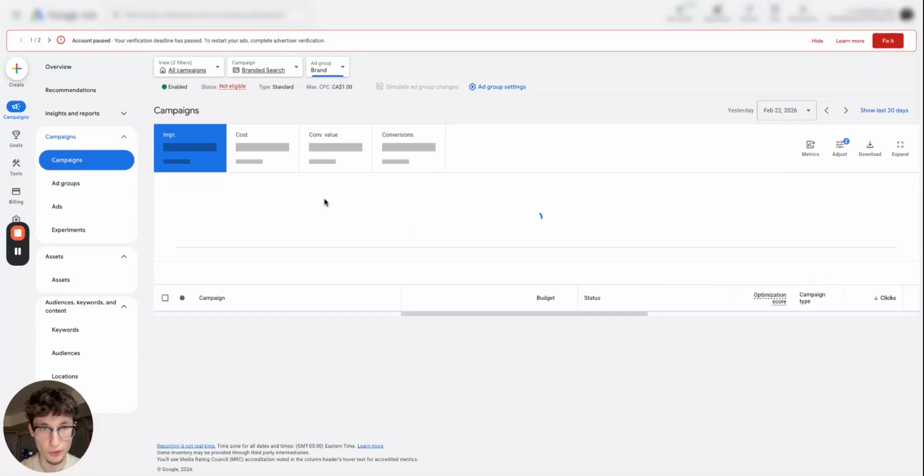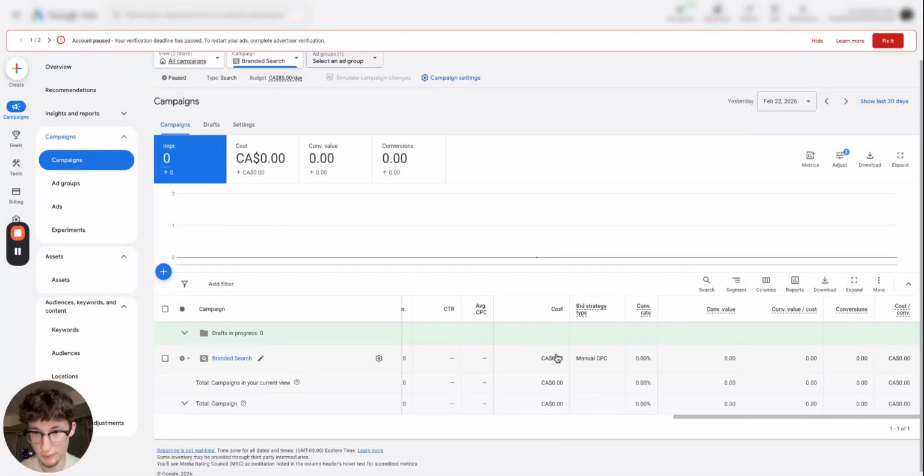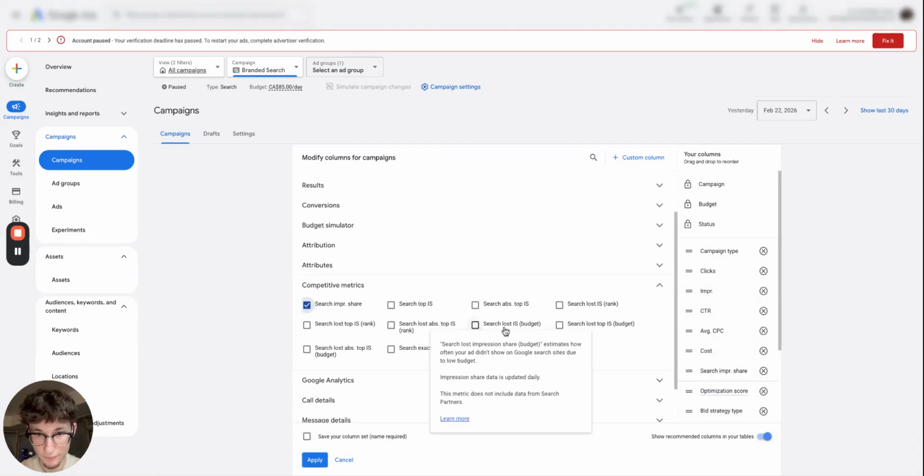And then what we always want to look at here is, let's go back to campaign level. We want to monitor impression share. So the metrics that I want to add here to show you are right here. So search impression share, and then let's do loss to budget, and I'll explain what these are.